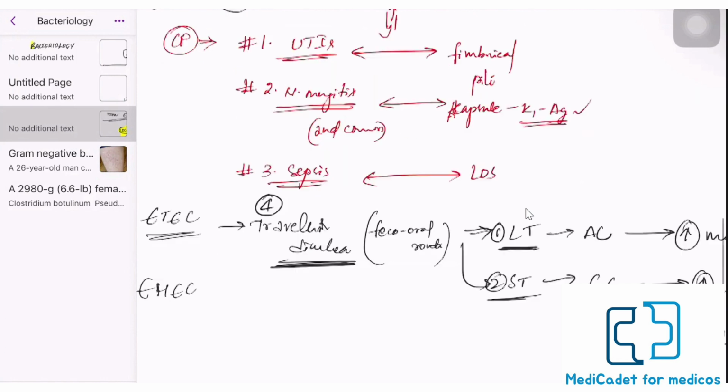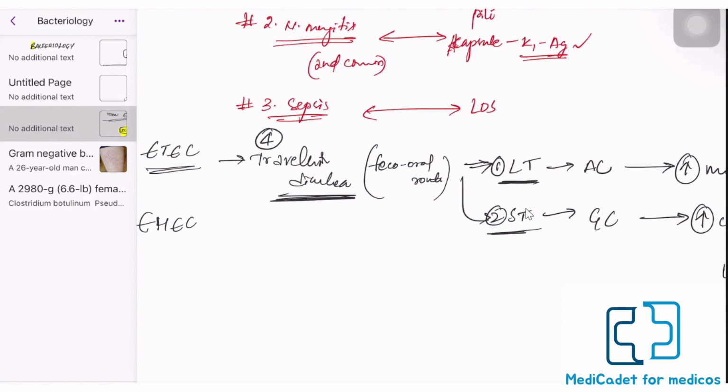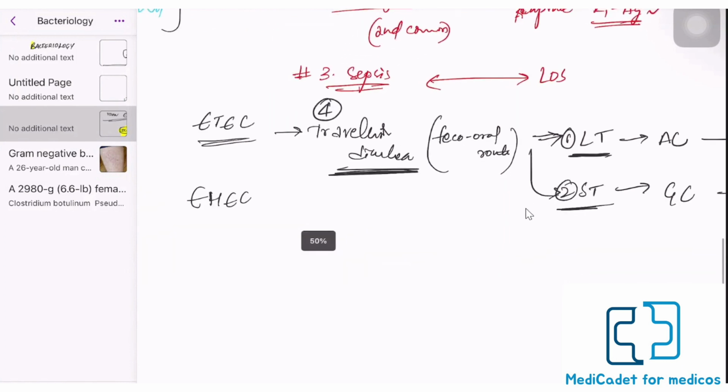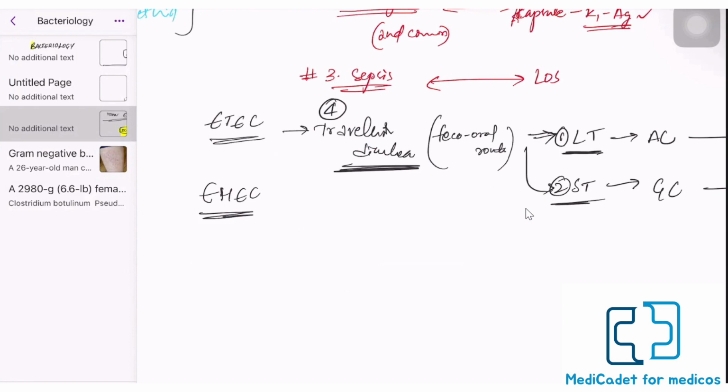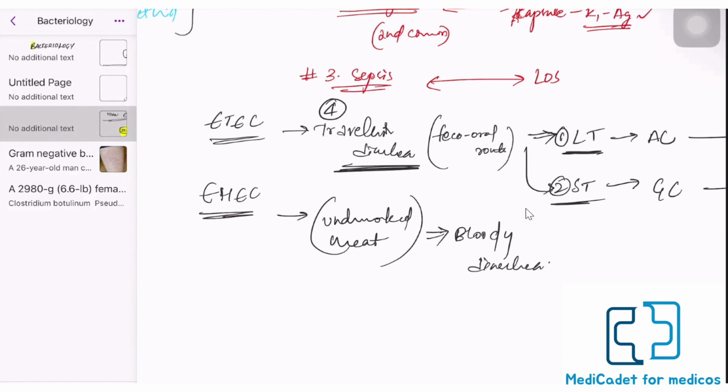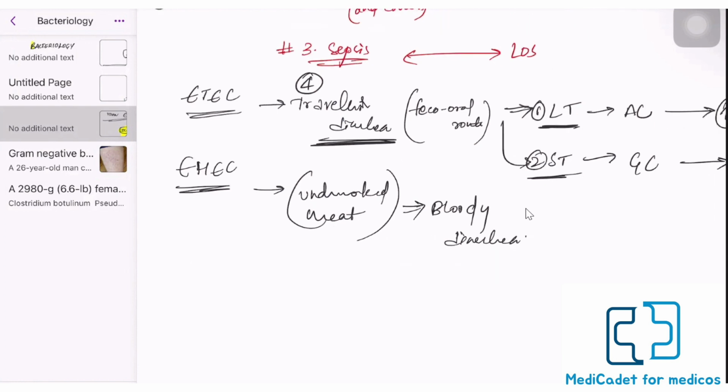Then you have the second strain, which is basically enterohemorrhagic E. coli. This one I've told you is transmitted by the fecal-oral route, right? So this is transmitted in undercooked meat. It causes bloody diarrhea, not watery like the enterotoxigenic one. But it is not inflammatory, so the patient will not have any fever or any pus, but they'll have the bloody diarrhea.